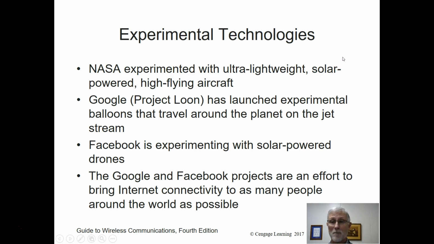Now, there are some experimental things going on. NASA has experimented with ultra-lightweight, solar-powered, high-flying aircraft. Google has launched experimental balloons that travel in the jet stream. Facebook's looking at solar-powered drones. Google and Facebook are trying to figure out how cost-effectively they can get internet connectivity to their users. You wonder why.